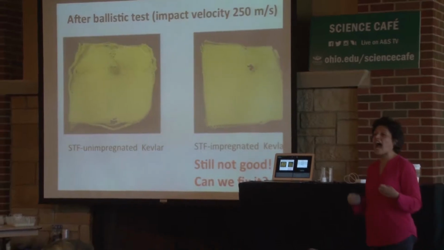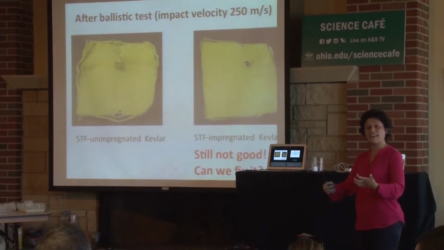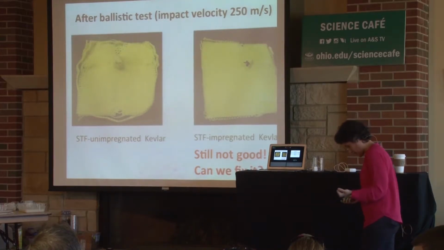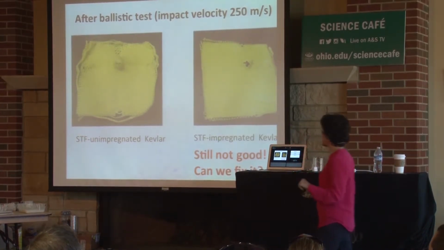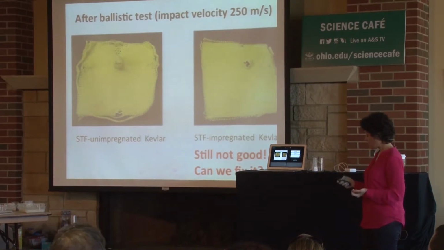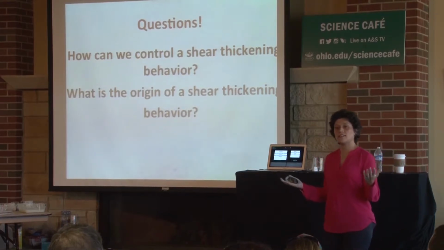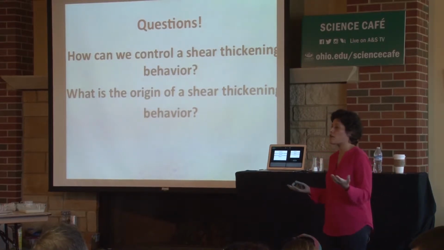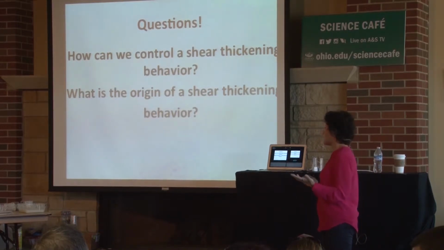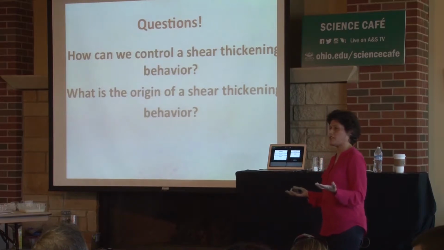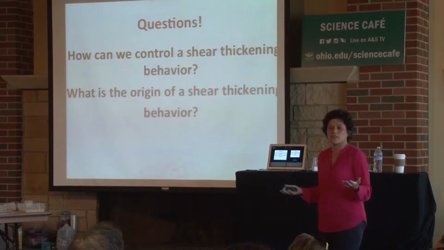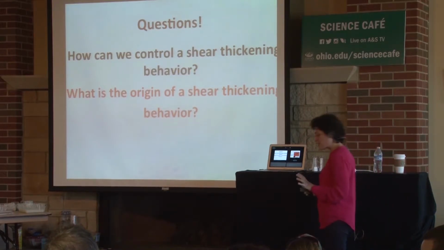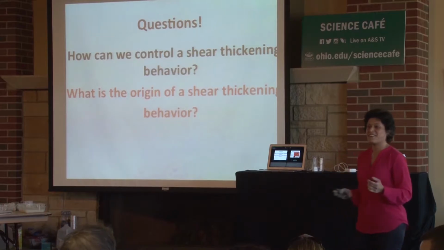So can we enhance this shear thickening property to a level that it can resist the bullet, okay? And that's the question that we want to answer. So here, we love shear thickening, and we want to enhance it to be able to apply it in the army. So the question that a scientist should ask here is, first, how can I control this shear thickening behavior? But before answering this question, one should answer the other question: what is the origin of this shear thickening behavior? If I don't know the origin, it would be very difficult to be able to control it, right?